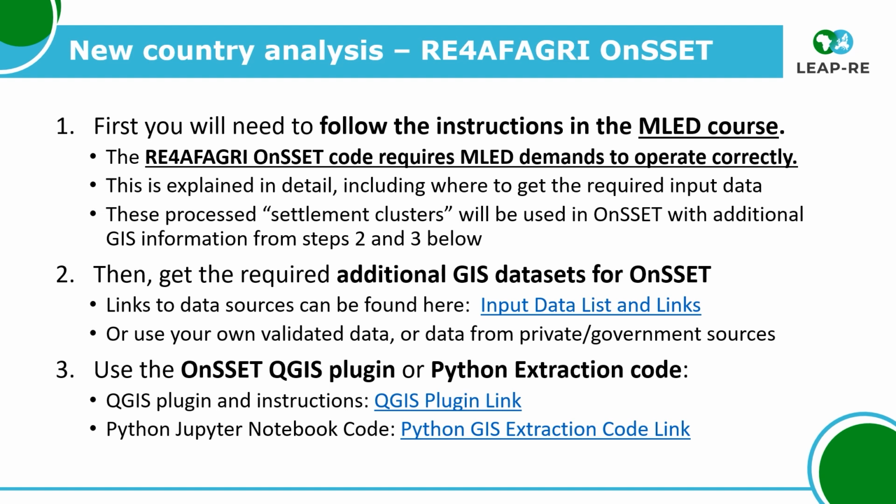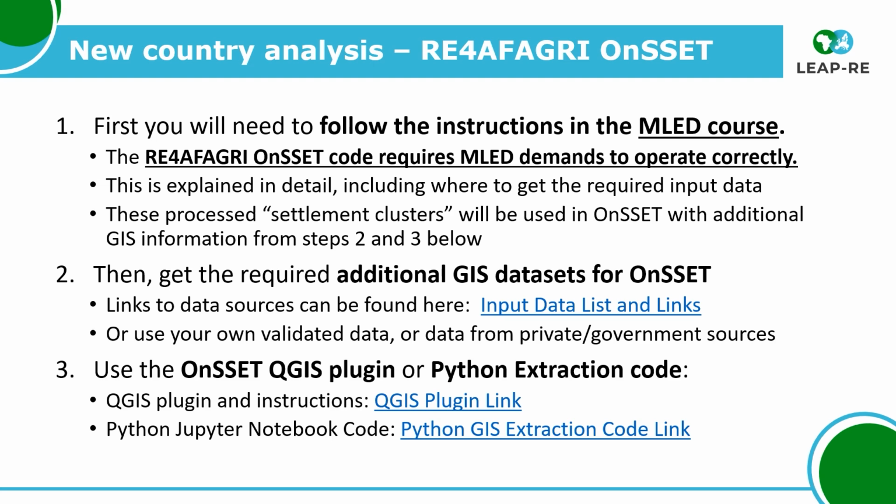Lastly, once you have the data required to start, you can then either use the OnSSET QGIS plugin or the Python instruction code. These both do the same things. However, you may have a preference for one or the other. Follow this link to find the QGIS plugin, as well as information and instructions of how to install and use it, as well as the Python GIS extraction code link over here.